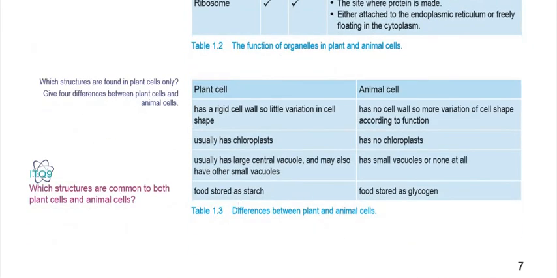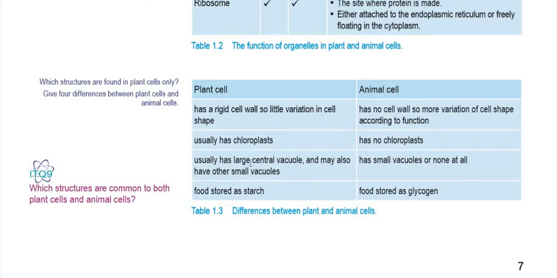So here we have the differences. As we said, we know the differences before, right? The plants have a rigid cell wall, so a little variation in cell shape. Whereas, we knew the plant cell has cell wall, the animal cell do not have cell wall, right? The plant cell has chloroplasts, and the animal cell don't have chloroplasts. We don't need chlorophyll, so why would we have chloroplasts?